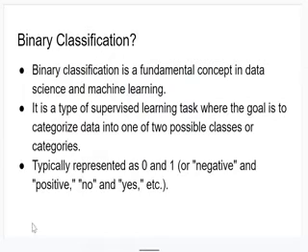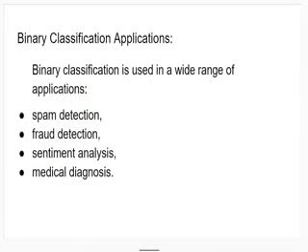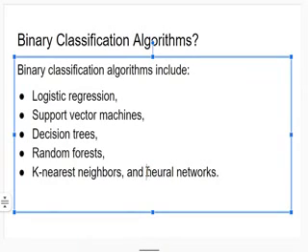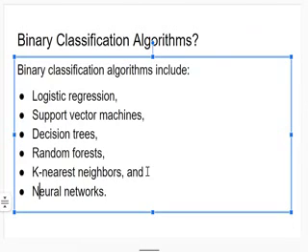Binary classification applications are mostly spam detection, fraud detection, sentiment analysis, so happy or sad, and things like medical diagnosis, so whether you have some disease or not, yes or no. And the algorithms that are used in binary classification are logistic regression, support vector machines, decision trees, random forest, k nearest neighbors, and neural networks. So these are the algorithms that are used in binary classification.